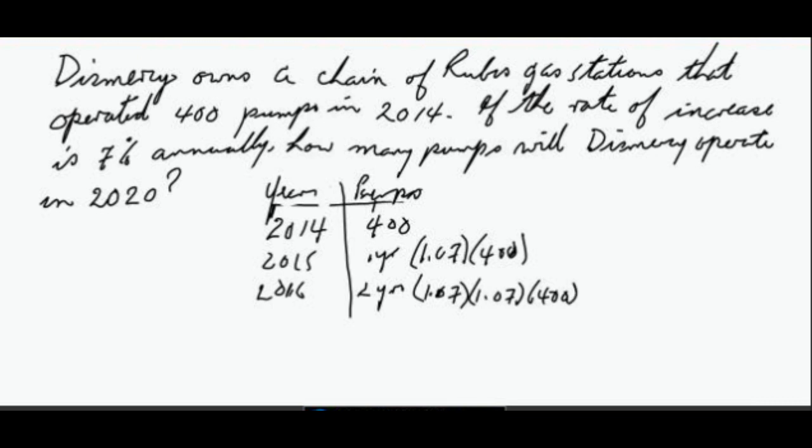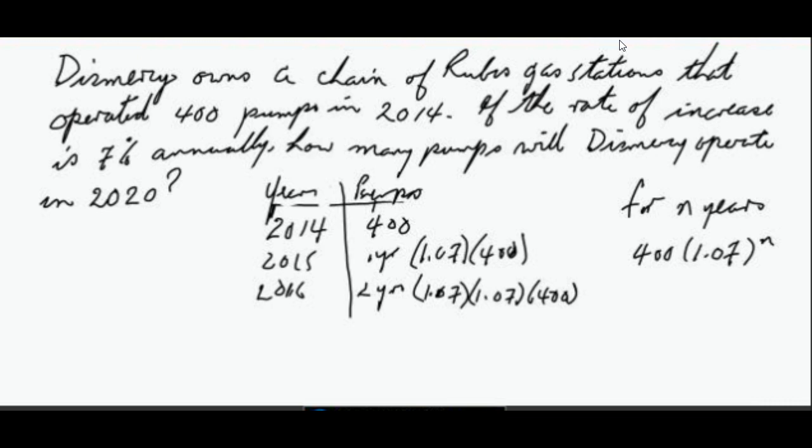Okay, so for n years, what do we write? It will be 400 times 1.07 to the n, right? And now the time is going to be how many years? Are you sure? Check it and make sure you know how many years.